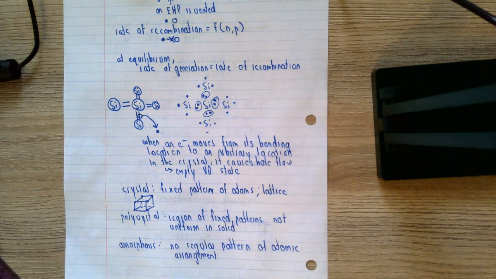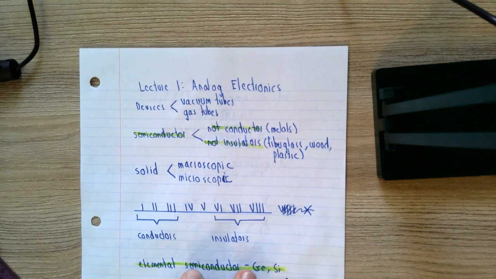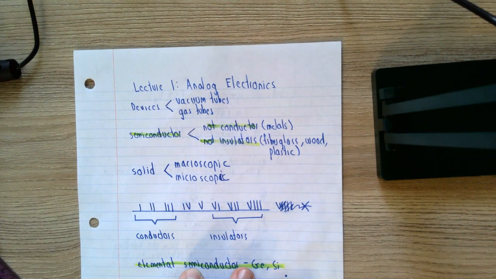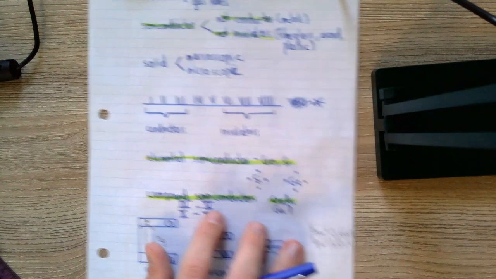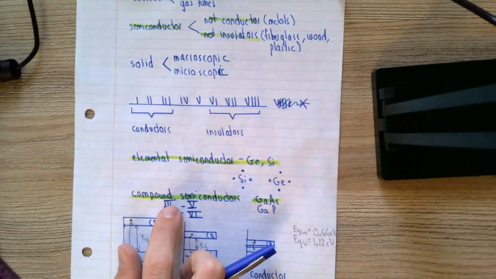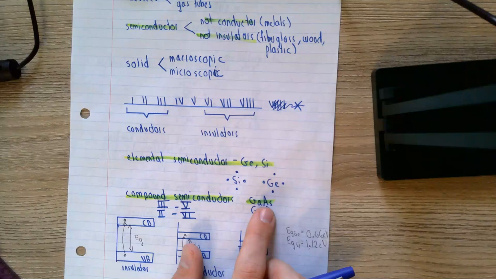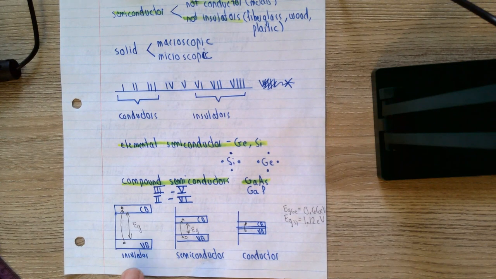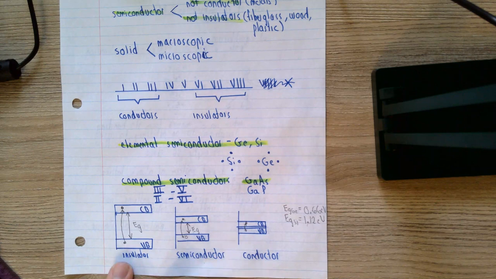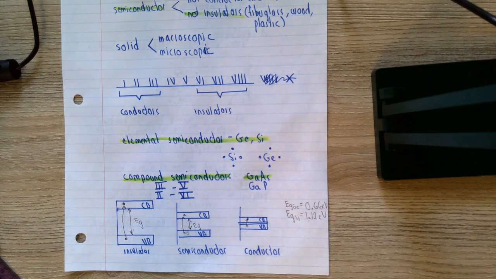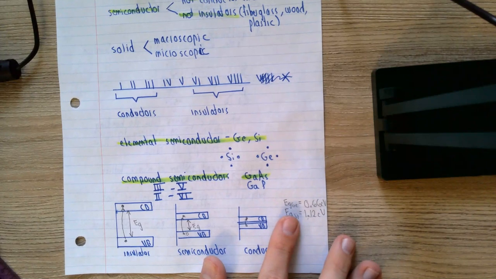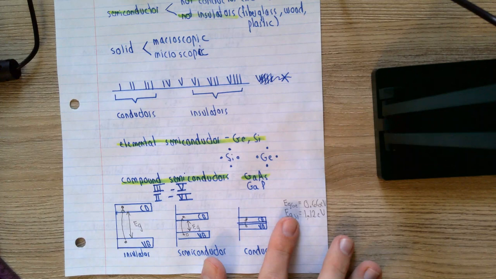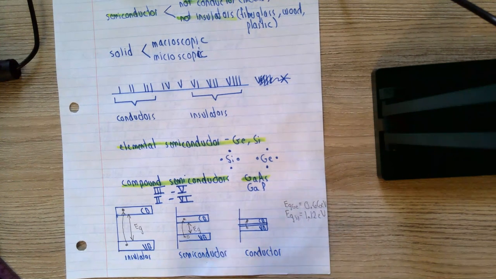And so the main things that you should know from here basically is when we have our semiconductors, they share properties of conductors and insulators because they're in-betweens. What we see is the elemental semiconductors are germanium and silicon, whereas the compound semiconductors usually we'll see group 3 and 5 or 2 and 6 materials. Gallium arsenide is the most popular. Here's the band gap diagrams for all three: insulators, semiconductors, and conductors. Insulators have a large band gap. Semiconductors have a medium-sized band gap, and conductors have almost no band gap because they overlap with each other. And so the band gap energy required for germanium is 0.66 electron volts, whereas the band gap energy required for silicon is 1.12 electron volts.